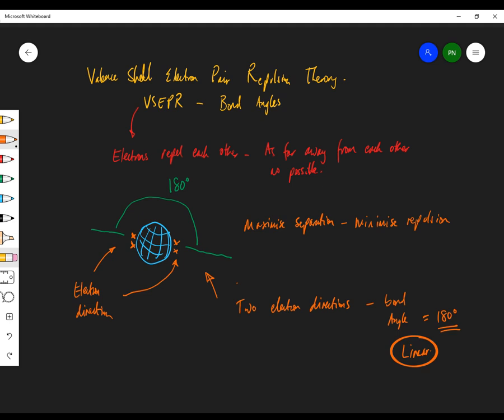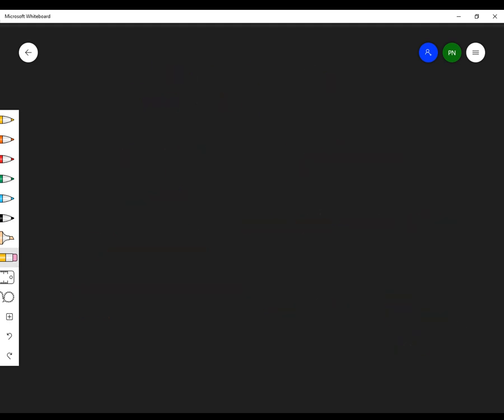All right, now I think the best thing to do is look at examples because that's where we really understand what's going on. Okay, so let's have a look at example number 1. So 2 electron directions. We've talked about this just now.